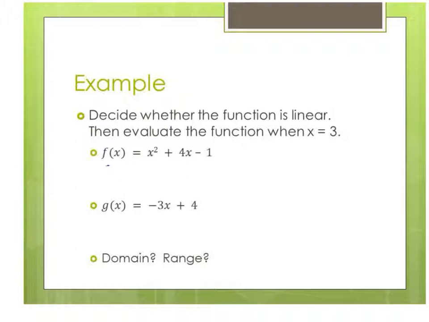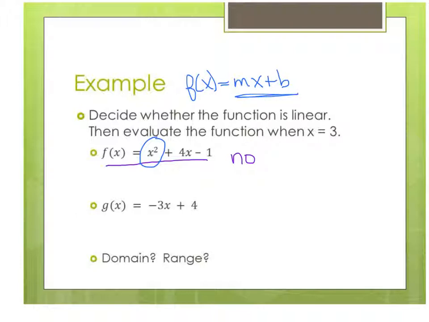So is f of x equals x squared plus 4x minus 1 a linear function? It is not. Do we know why it's not a linear function? It has an x squared in it. You just wrote that a linear function is in the form mx plus b, and there's no x squareds in there. So if I have an x squared, that's not a linear function, okay?